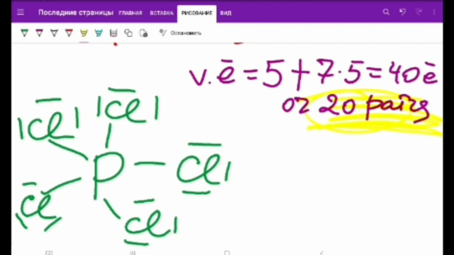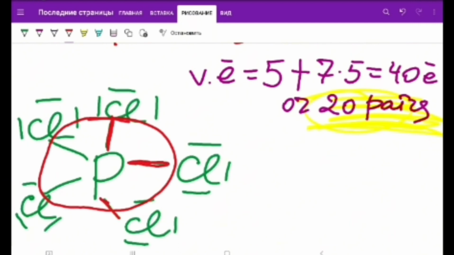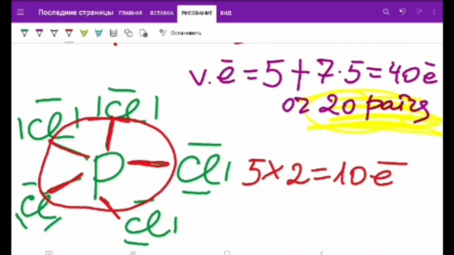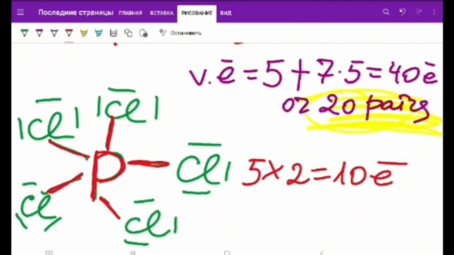The number of pairs is okay. But let's check the octet rule. Let's take phosphorus, and we see that it has 1, 2, 3, 4, 5 pairs around it. 5 pairs means 10 electrons. The octet rule is violated here. The octet rule considers only 8 electrons around an atom, but here we have 10 electrons. How is it possible? Indeed, it is possible, but not for all the elements.